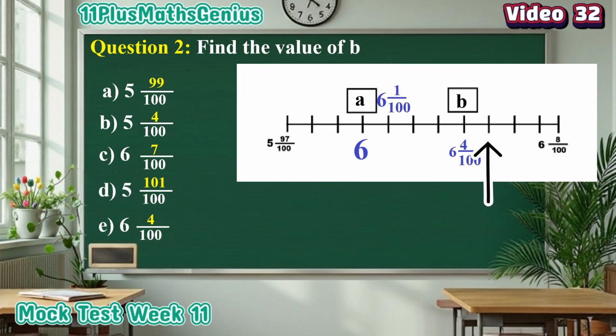So 6 and 5 hundredths, 6 and 6 hundredths, 6 and 7 hundredths, 6 and 8 hundredths. As we can see, each segment goes up by hundredths. And so it is confirmed that E is our final answer for question 2.